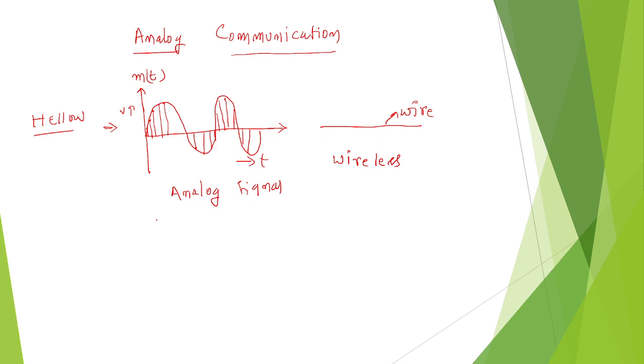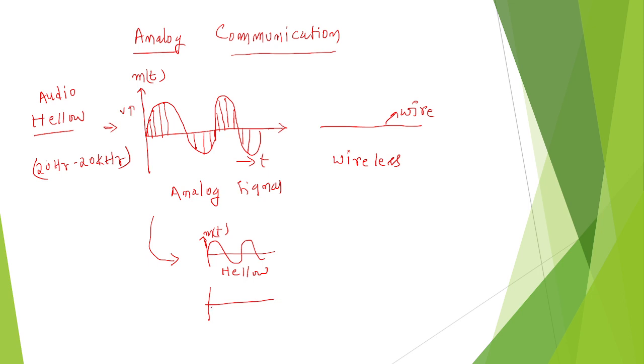But before that, they go for modulation, because as I said, it is an audio signal, hello. The audio signal has a maximum of 20 hertz to 20 kilohertz only. That is the reason we need to go for modulation. In modulation, the original message signal, the hello signal, is modulated to increase the signal strength.